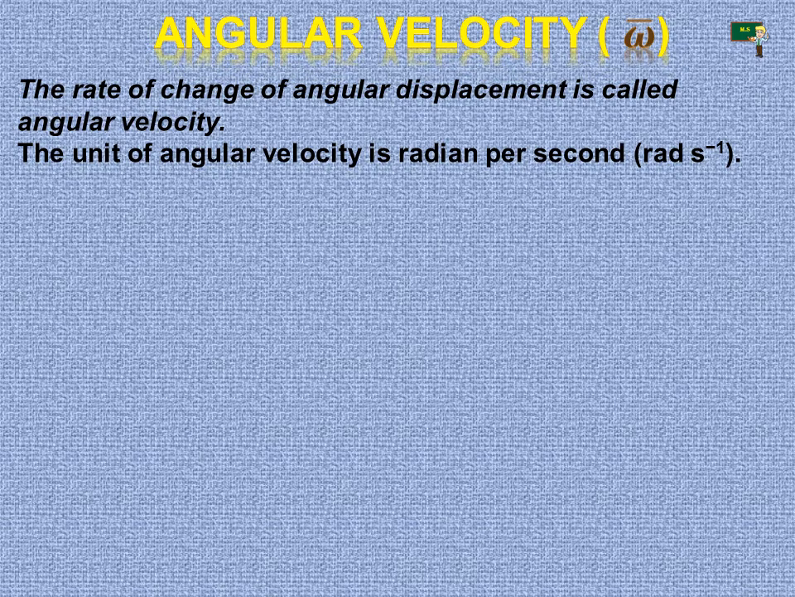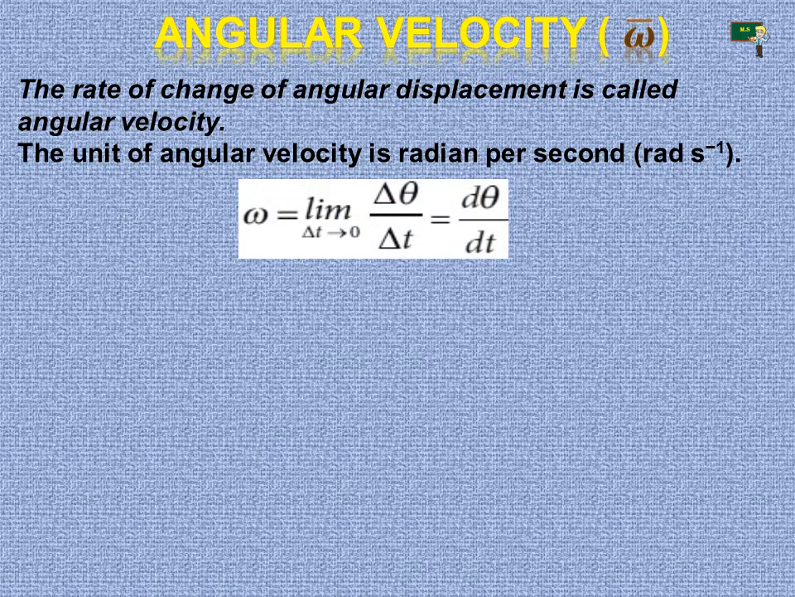Let's see what the angular velocity is, which is omega. The rate of change of angular displacement is called angular velocity. The unit of angular velocity is radian per second, rad s minus 1. Omega is equal to limit del t tends to 0 of del theta divided by del t, which is equal to d theta divided by dt.